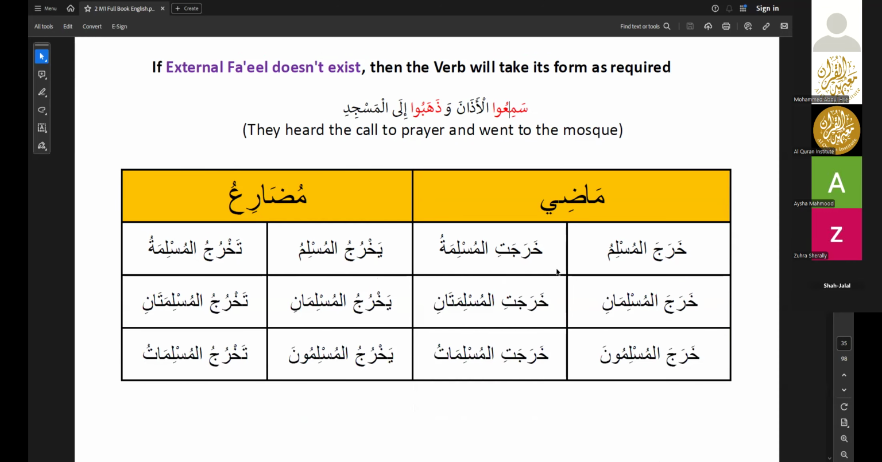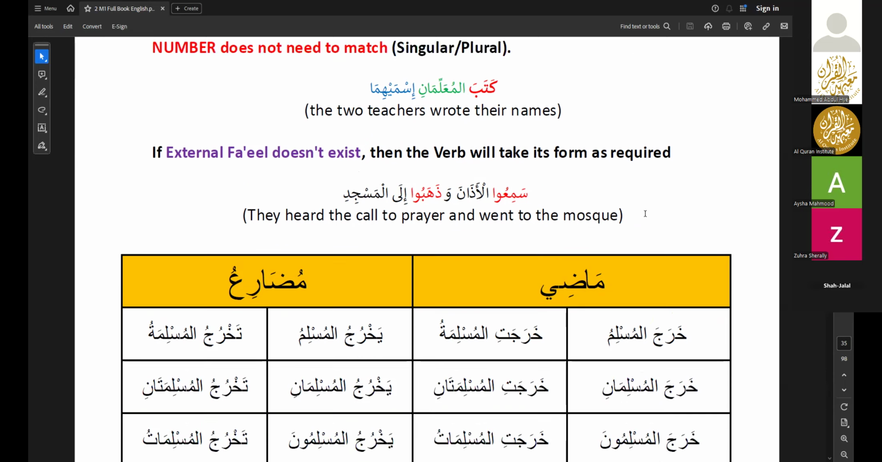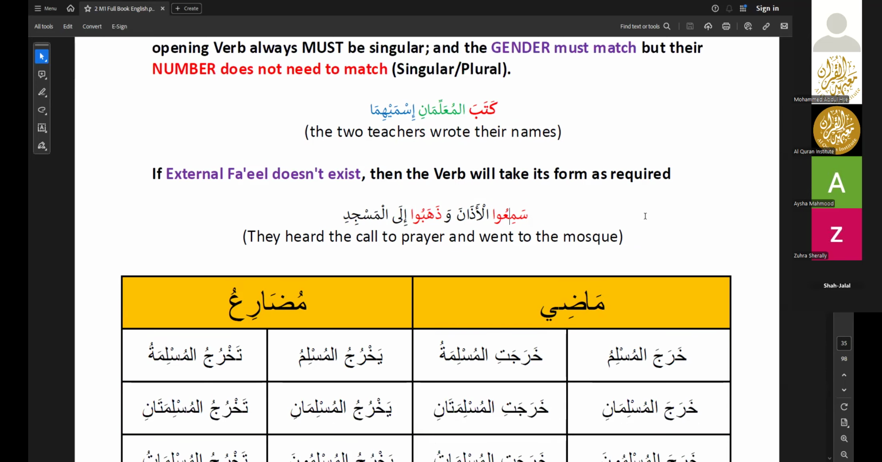Okay, let's conclude this, Ustad. If Madi and external, Mudari, if external exists, then the verb will take its form as required. So there is no rule there. Finish the other examples, Ustad, at the bottom.